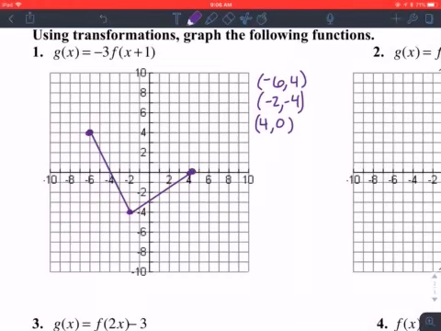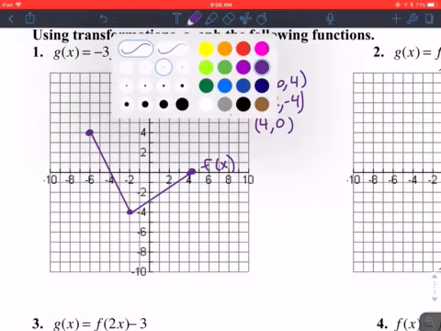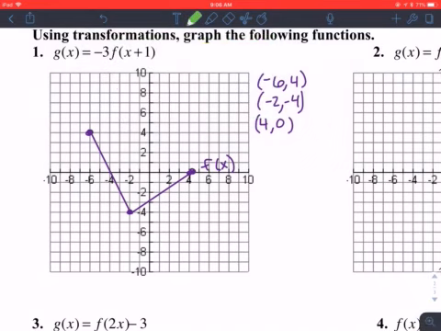Alright, for the examples on the next page, we're going to use that same f of x that we used throughout all of the transformation notes. So we're going to start with the points (-6, 4), (-2, -4), and (4, 0). Keep in mind the order of transformations, like I said, is extremely important.